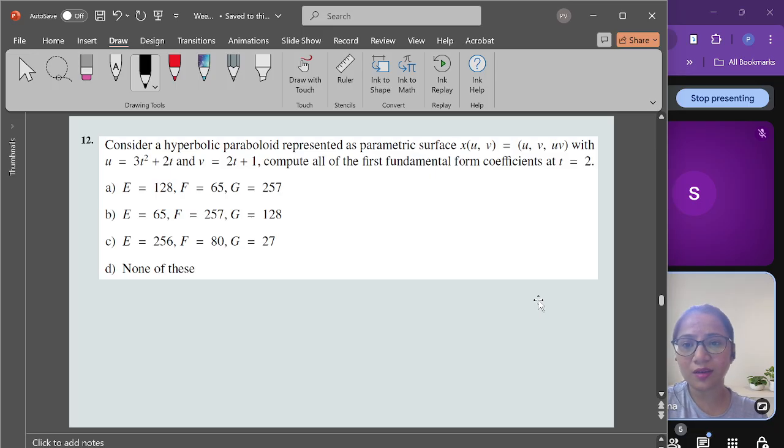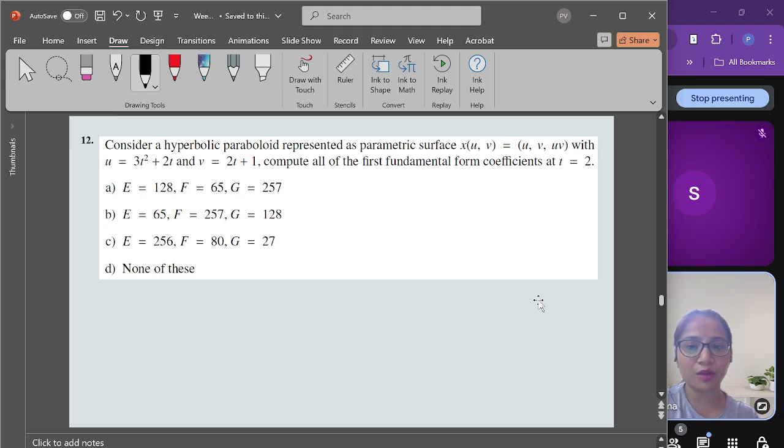Here, consider a hyperbolic paraboloid represented as a parametric surface x(u, v) = (u, v, uv), with u given as 3t squared plus 2t and v given as 2t plus 1. Compute all the first fundamental form coefficients at t equal to 2. So now we have to compute the first fundamental form, that is E, F, and G, right? The function is given. Now, how can we compute E, F, G?